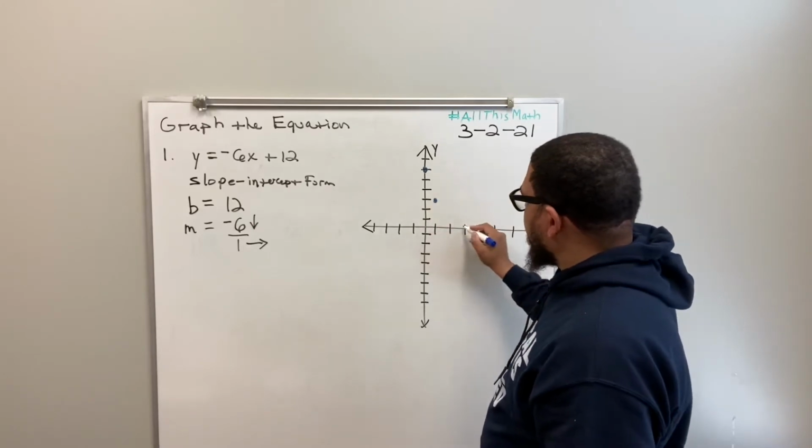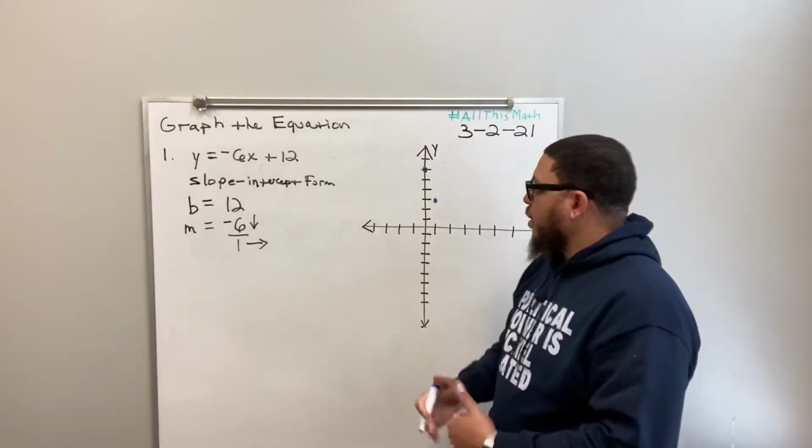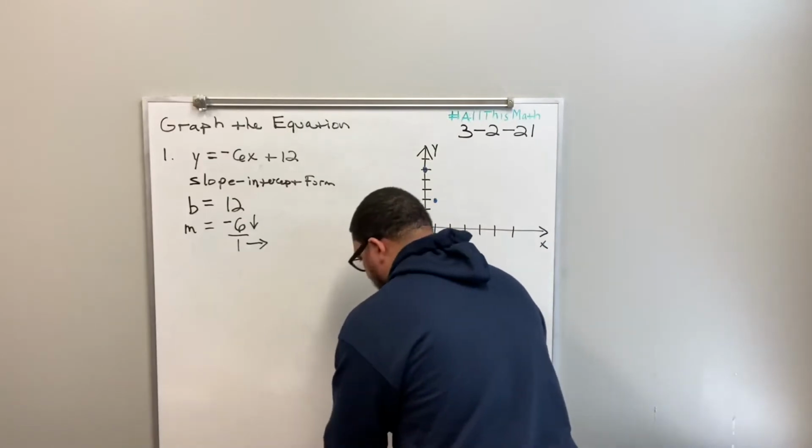See? 1, 2, 3, 4. X-axis is by 1s. Y-axis is by 2s. And then I'm going to draw my line. And then I'm going to be done. So check this out.